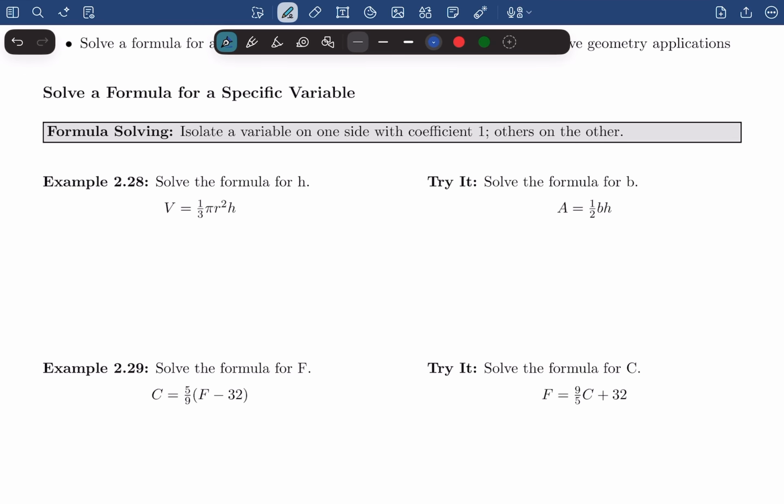To solve a formula means to isolate a variable on one side of the equation with a coefficient of 1. Everything else goes to the other side of the equation.